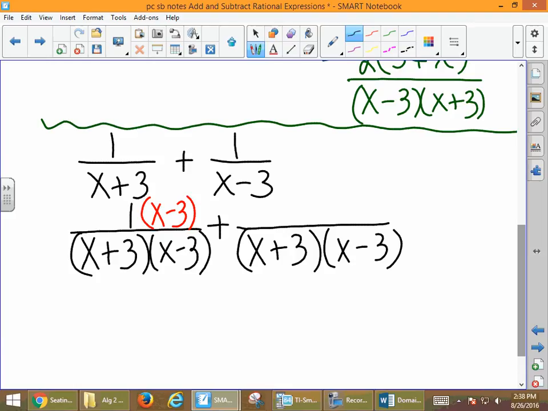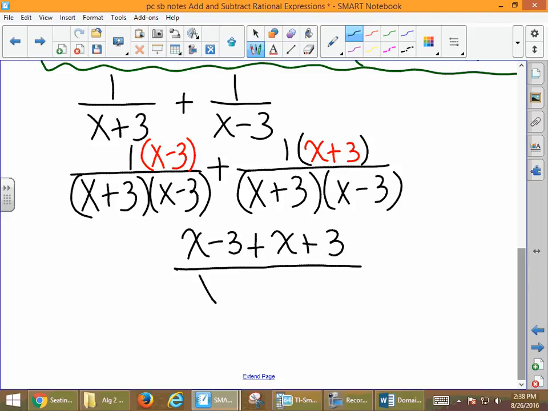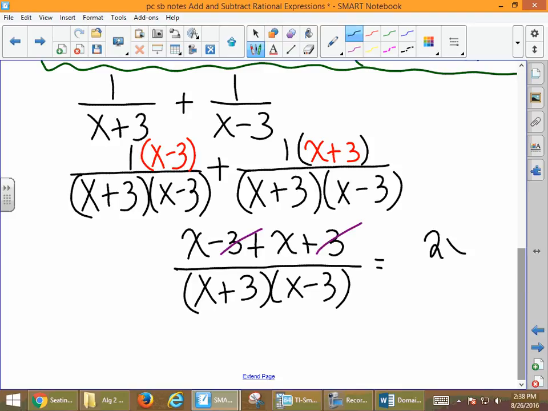Over here on our second fraction, we put into our denominator an x plus 3. So we need to also put the x plus 3 in the numerator. And luckily, these are both multiplied by 1. So when we simplify this, we have x minus 3 plus x plus 3 divided by x plus 3 times x minus 3. And what happens then is when we combine like terms, the 3's cancel out, and we have 2x divided by x plus 3 times x minus 3.